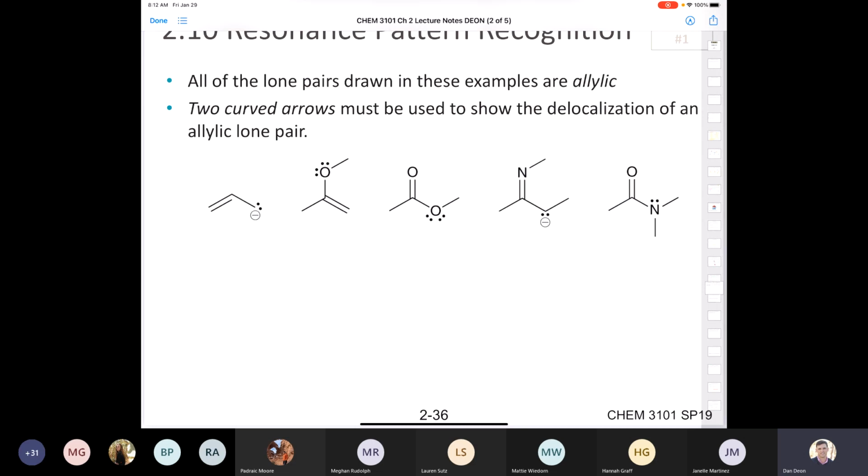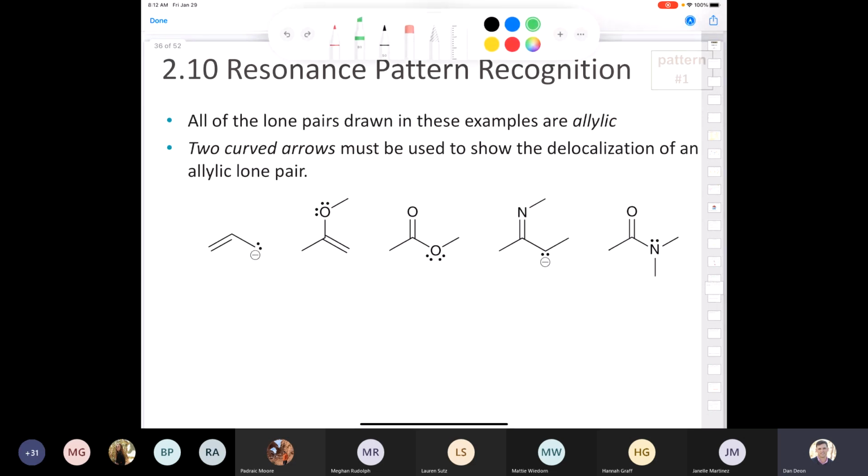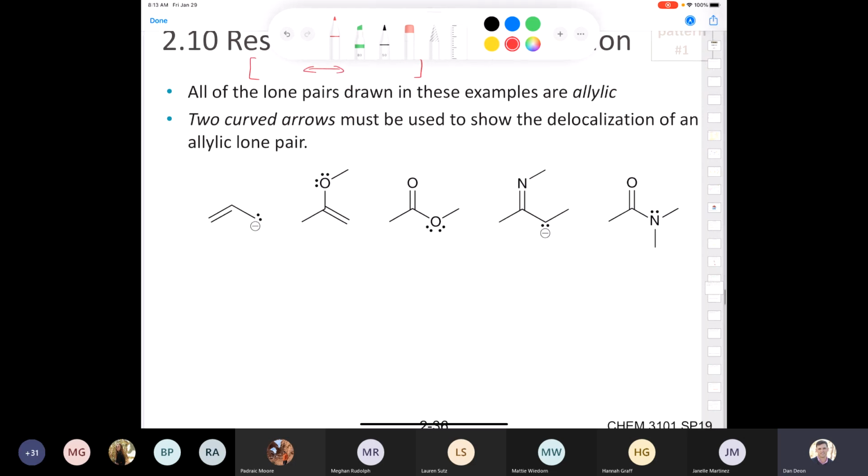Normally when we draw resonance structures, we draw them horizontally. It's just convention. I told you to put a square bracket and use the resonance arrow like that. But since I have all five of these lined up like this, I'm going to be a little unorthodox, and I'm going to put my resonance open bracket here like this, and then I'm going to draw my resonance arrow like that. Now let me show you what the curved arrows would be for this one, and I'm going to go over the first one slowly.